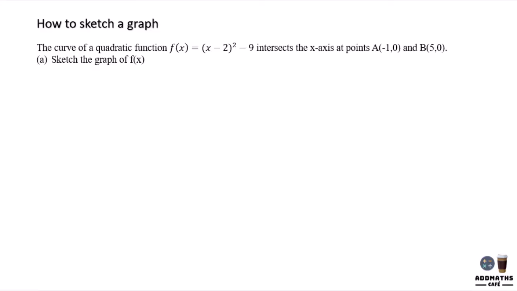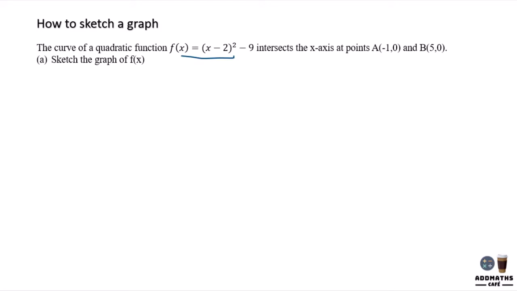So today we will learn how to sketch a graph. This topic is under a subtopic of Form 4 Chapter 3, where we call Chapter 3 quadratic functions. So this is an example of a quadratic function. We have a function and we have a quadratic equation. We merge them together, we call it quadratic functions.